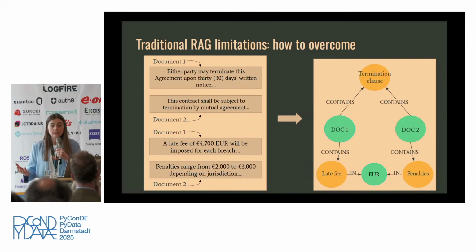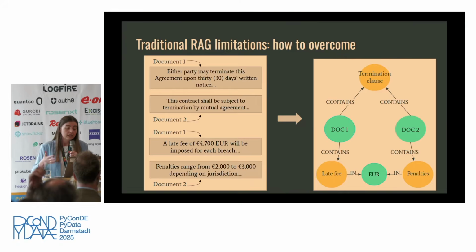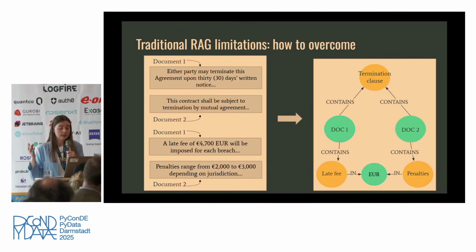It would be nice if you could just abstract away all this linguistic garbage and see the relationship between different terms. So I have a high level overview. We have document number one, and we have a termination clause inside it. We have document number two, and we also have a termination clause inside it. In one document we have late fees, and in another we have some penalties, and both are in euros.